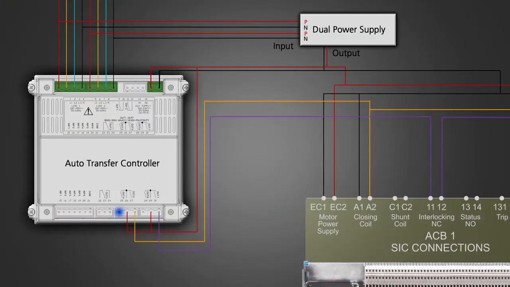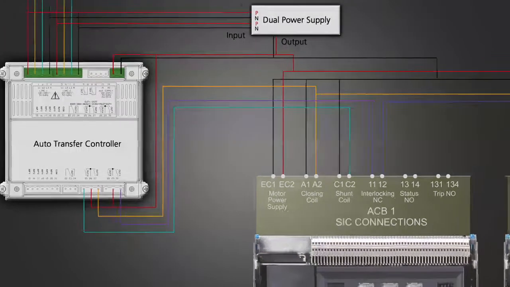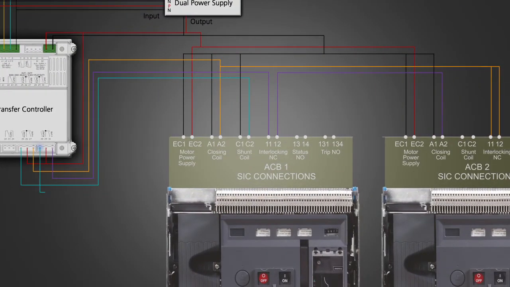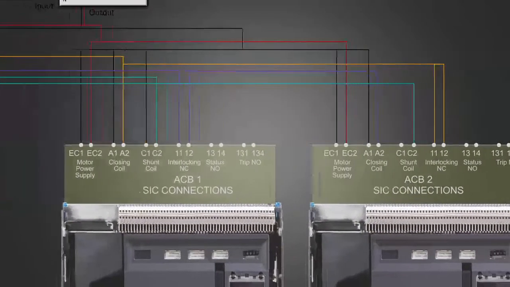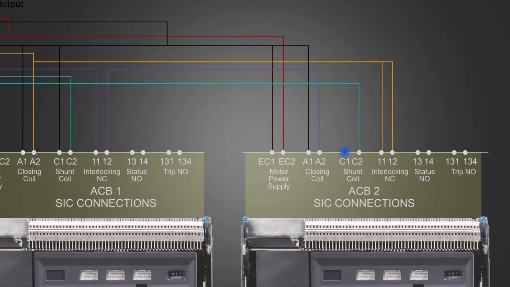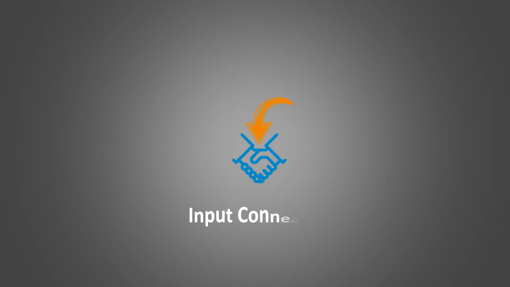Output 4 terminal 25 of the controller connected to shunt coil SIC number C2 of ACB1. The SIC terminal C1 of ACB1 connected to neutral. Terminal 28 of output 6 of the controller connected to shunt coil SIC number C2 of ACB2. The SIC terminal C1 of ACB2 connected to neutral. Now let us look at the input connection for an ACB.